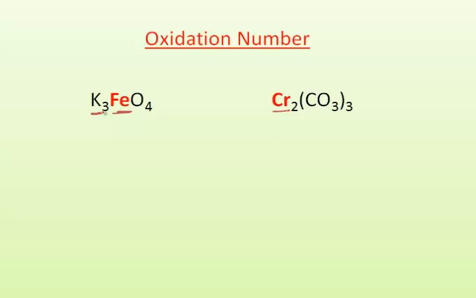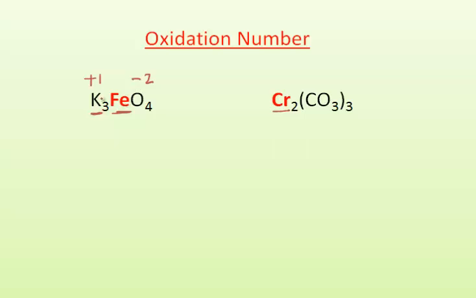K is a potassium atom. It is a first A group element, and first A group elements present in a compound always show a +1 oxidation number. The usual oxidation number of an oxygen atom is -2. Now we can do the calculation and find out the oxidation number of Fe.